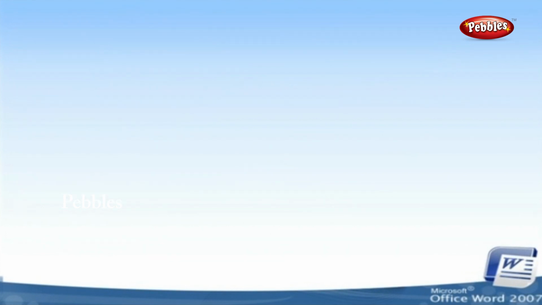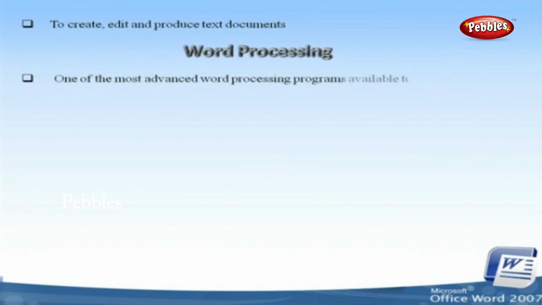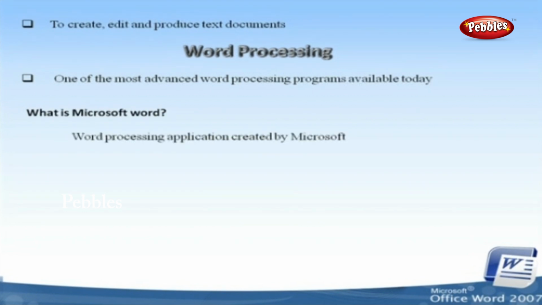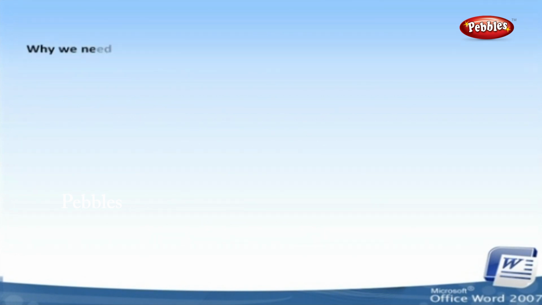When you use your computer to create, edit and produce text documents, it means you are word processing. Microsoft Word 2007 is one of the most advanced word processing programs available today. What is Microsoft Word? It's a word processing application created by Microsoft. Word helps you to create and format elegant written documents that can be printed, faxed, delivered online as web pages or through email.